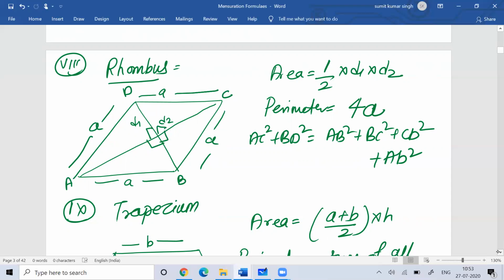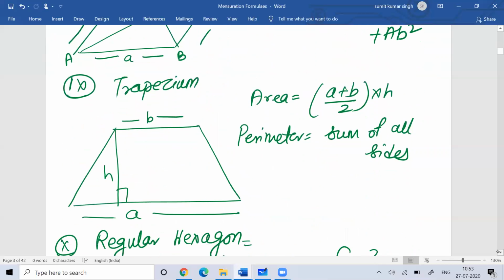That is the rhombus. When you talk about a trapezium, it is basically a quadrilateral where one pair of sides is parallel while the other pair of sides is not parallel. Those sides which are not parallel are called oblique sides. And if the oblique sides become equal, then that is called an isosceles trapezium. The formula for area of a trapezium is half into sum of parallel sides into height. Perimeter would be the sum of all sides.